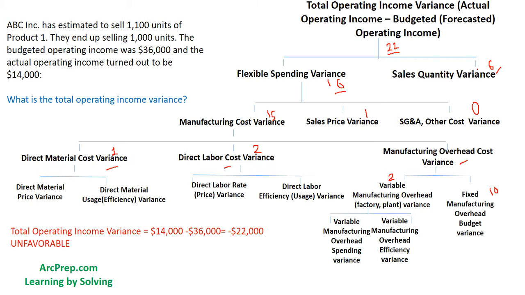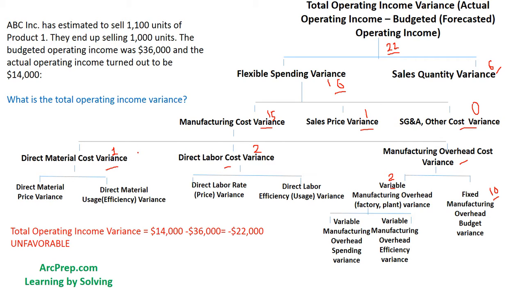Now we have a better understanding. Okay, there was a $22,000 difference. Why is that? $6,000 because of sales quantity, $16,000 because of flexible spending. Out of that $16,000, $15,000 is because of cost variance, $1,000 because of sales price. We assumed no SG&A variance. And then we further dive into the $15,000: $1,000 was because of direct material cost, $2,000 was direct labor cost, and $2,000 was variable manufacturing overhead. The rest, $10,000, was fixed manufacturing overhead budget variance.